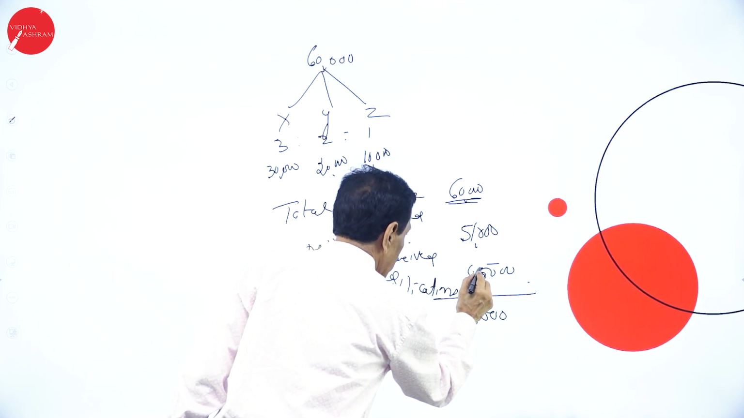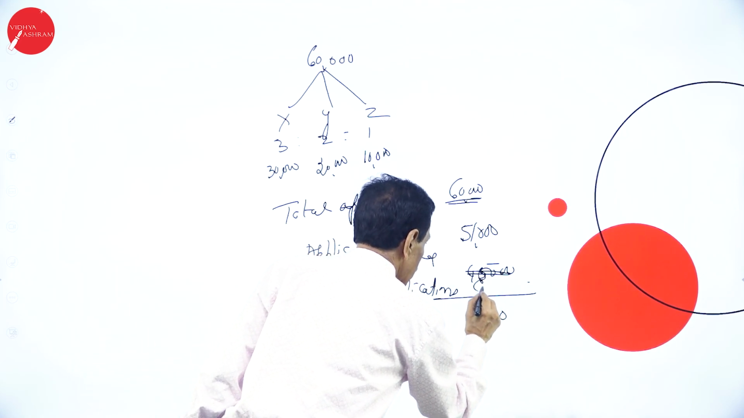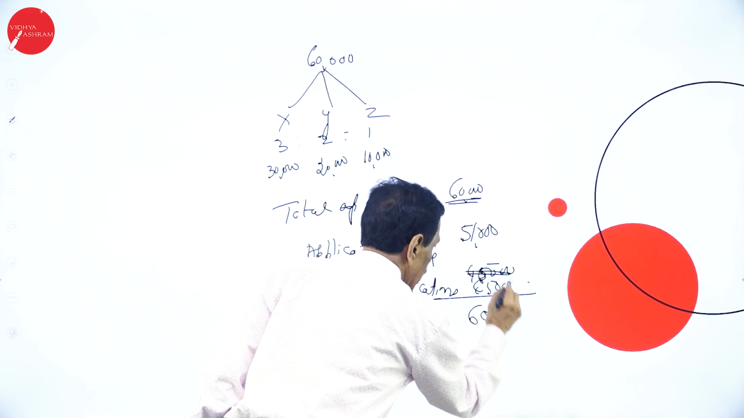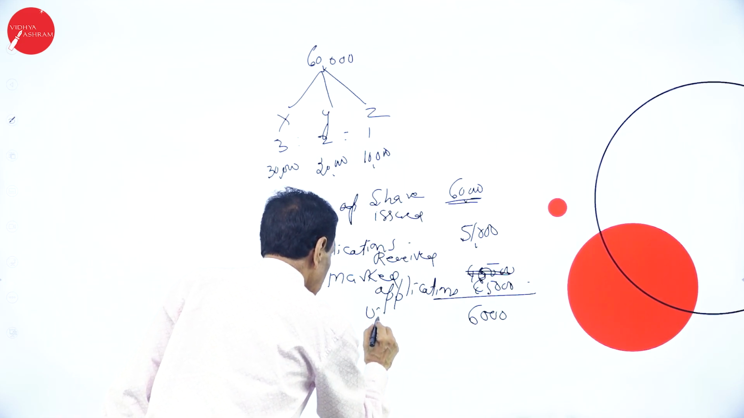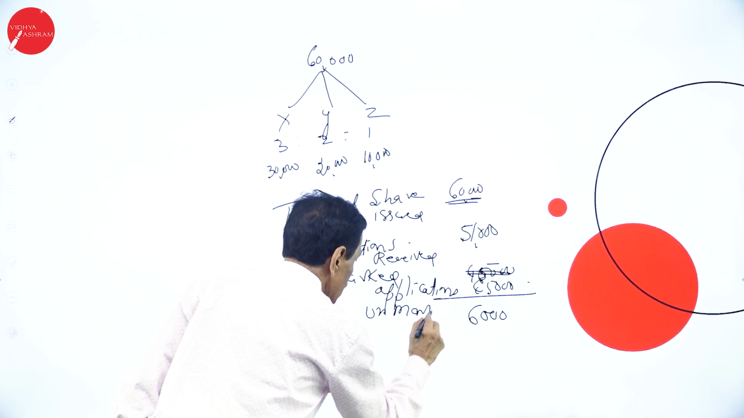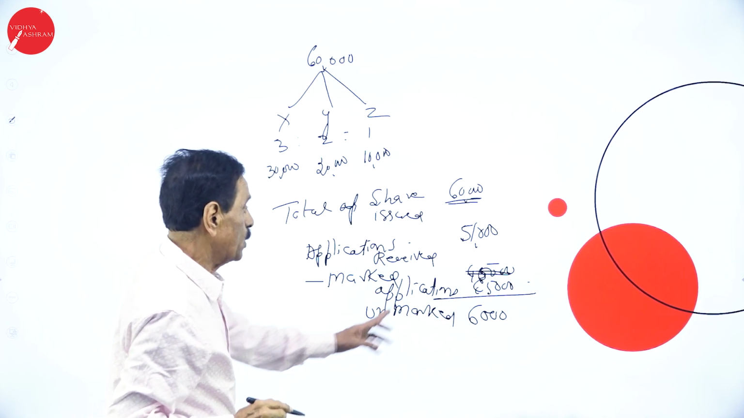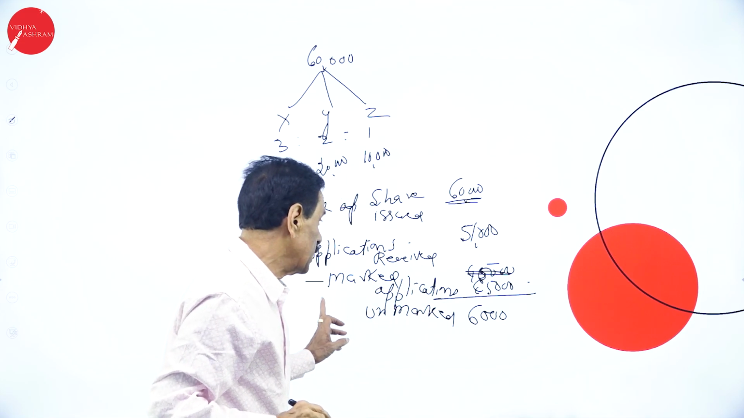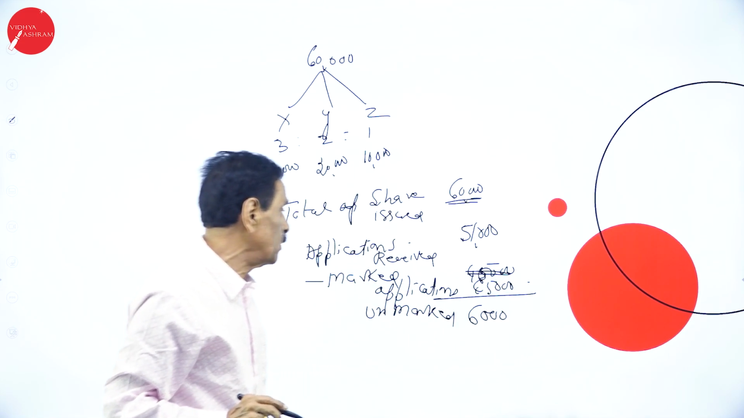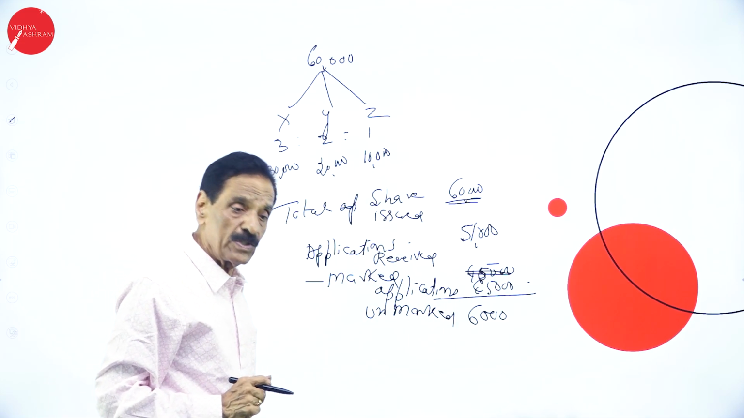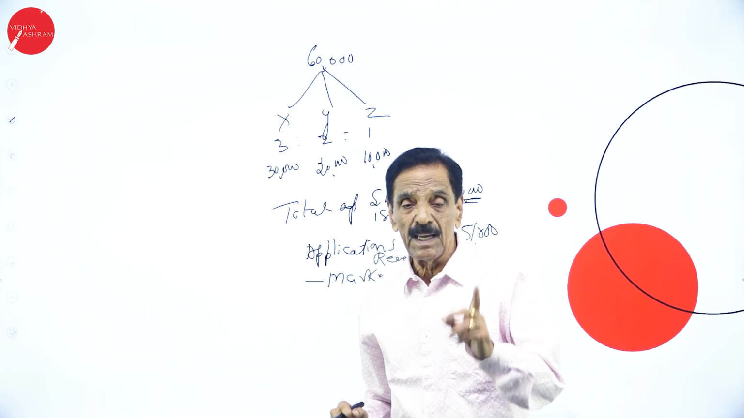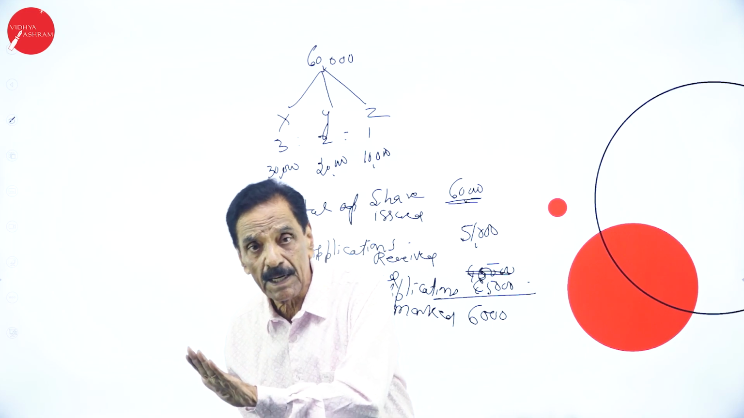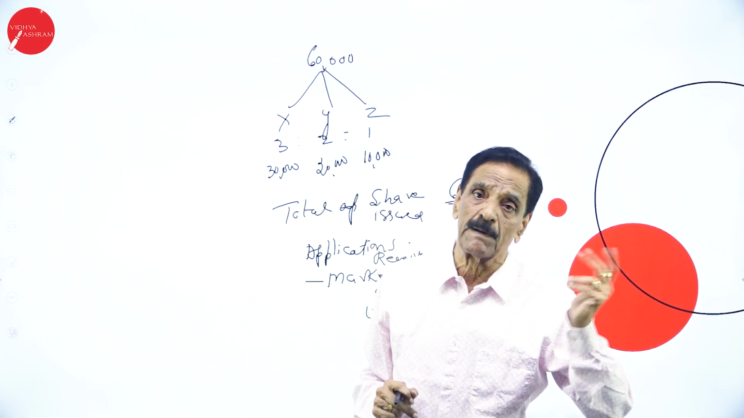This is 45,000. Balance is 6,000. It is unmarked. Totally 51,000 minus marked application 45,000. How much unmarked? 6,000 applications. So when you say application money, it includes marked application and unmarked application.